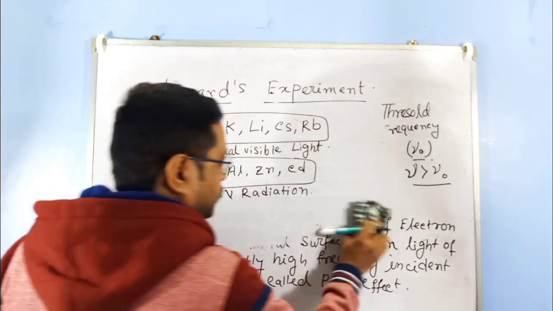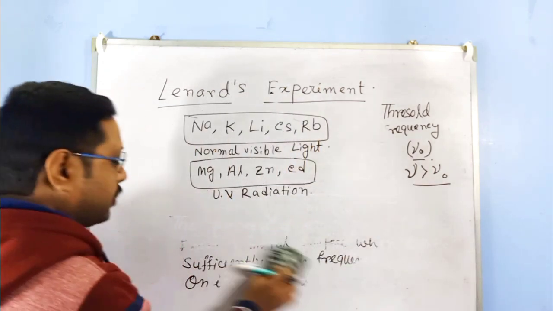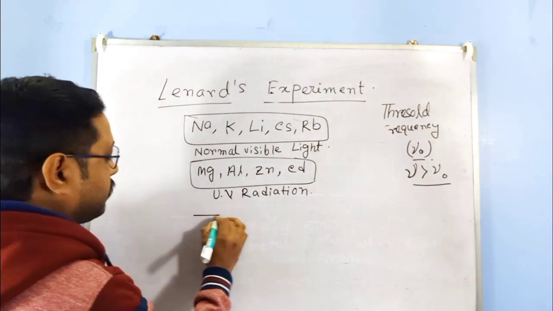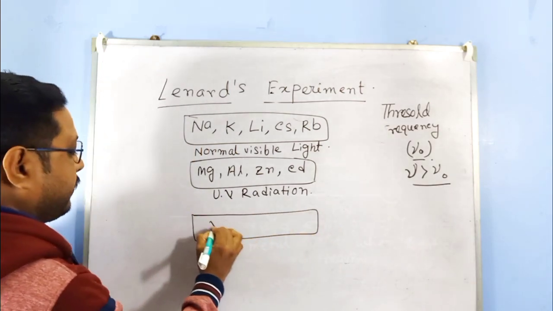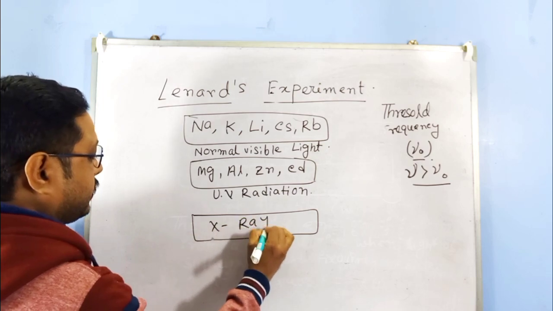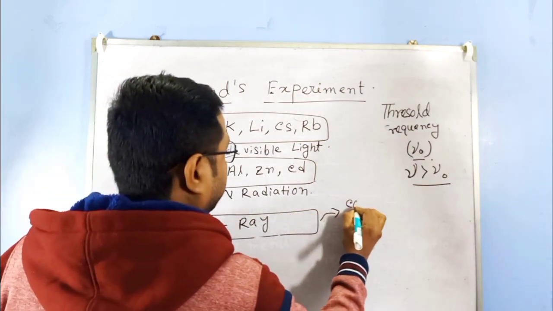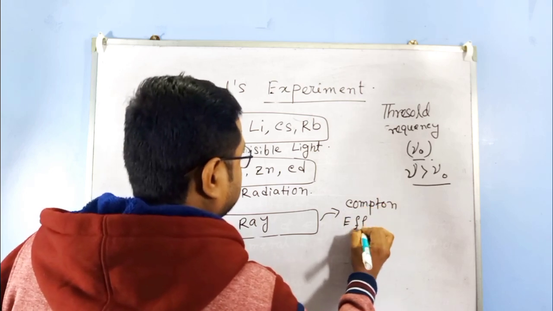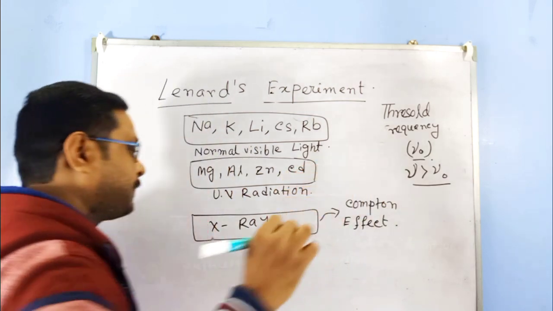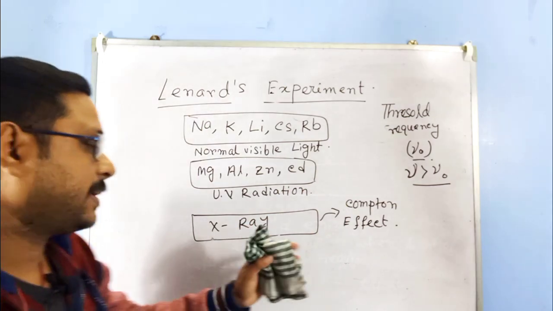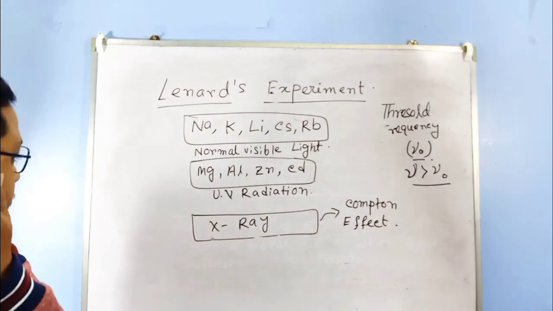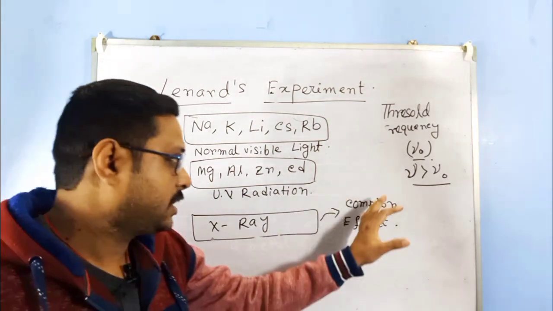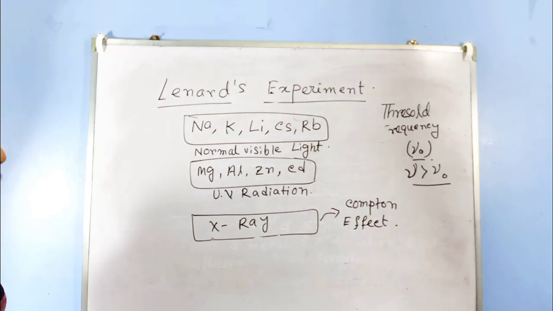Also, X-rays show the effect, which is known as the Compton effect, which is not in our syllabus right now. Scattering of X-rays by electrons is known as the Compton effect, and the scattered X-rays' wavelength is greater than the original wavelength. This is not included in our chapter.